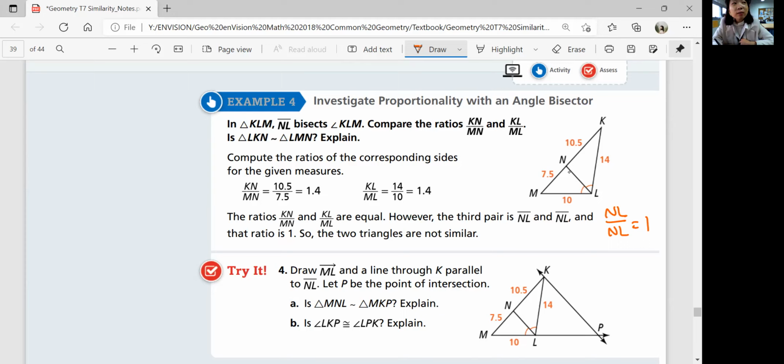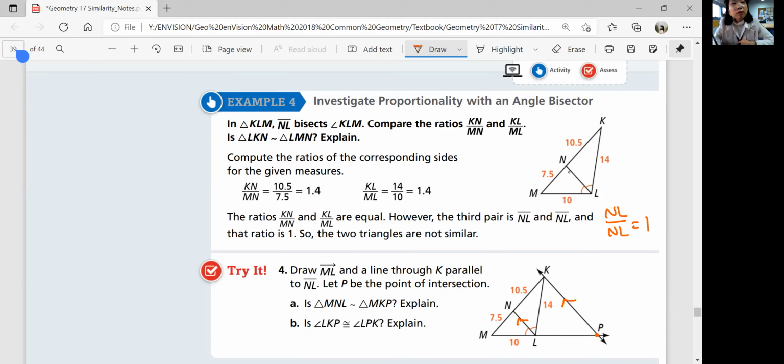So try number 4. Draw ray ML and a line through K parallel to NL. Okay, these are parallel. Let P be the point of intersection. Okay, that's the P. Part A: is triangle MNL similar to triangle MKP?